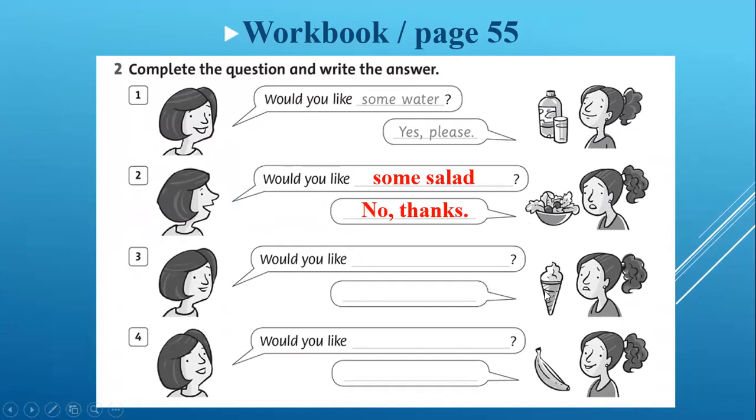Number 3. Would you like an ice cream? No thanks. And number 4. Would you like a banana? Yes, please. Okay, now let's move on.